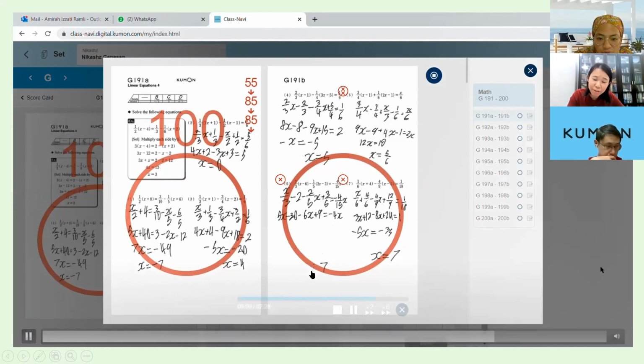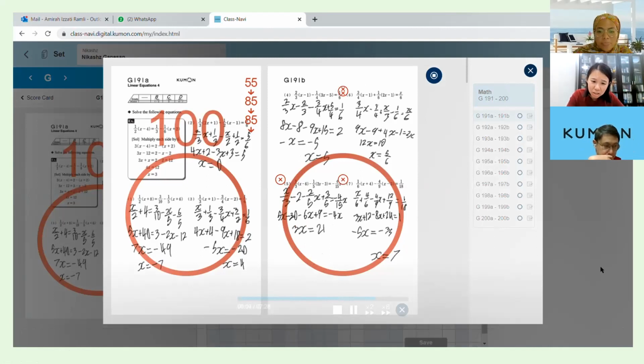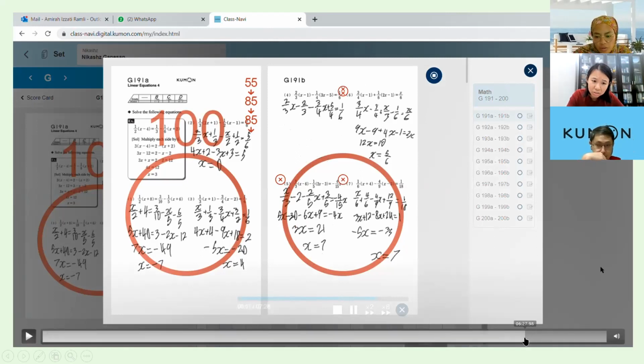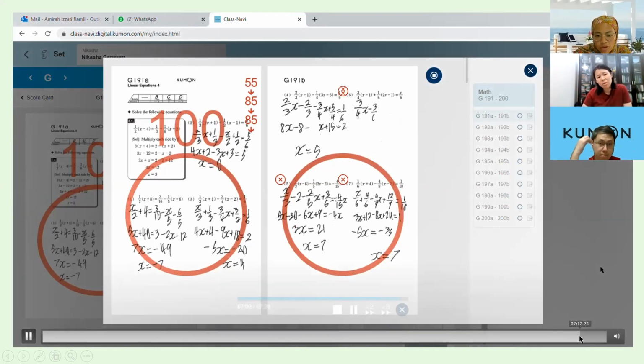He verified all the questions. He is checking all the answers, is it? Yes, he is actually checking this. Oh, there is one more time. Let me show you again. That's why I don't want to play the whole 21 minutes. It will be very tiring. What is the score? 55? 85? 85? Alamak.